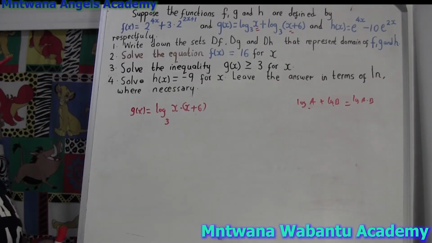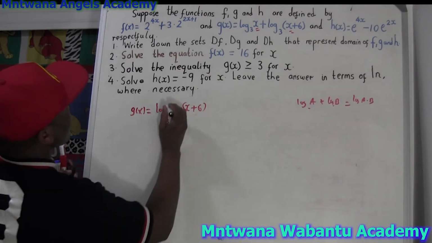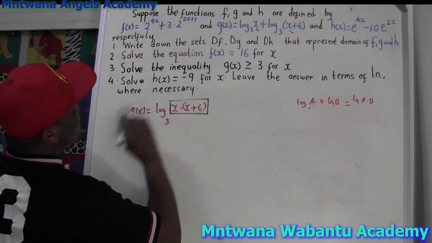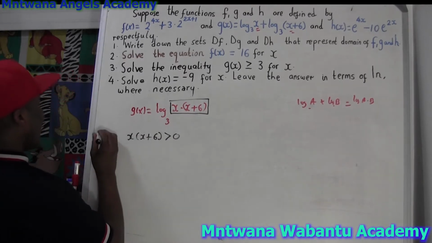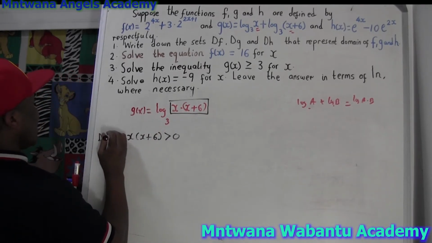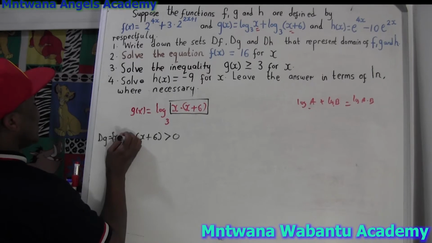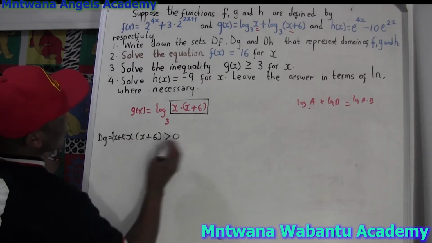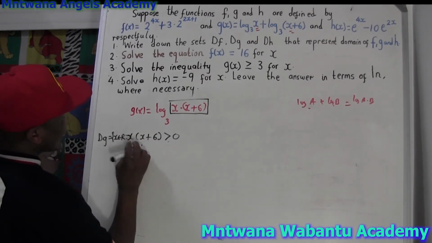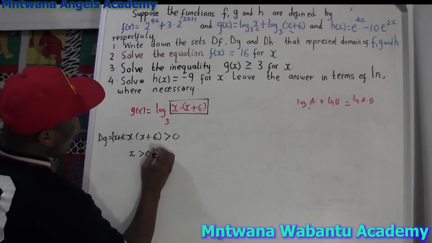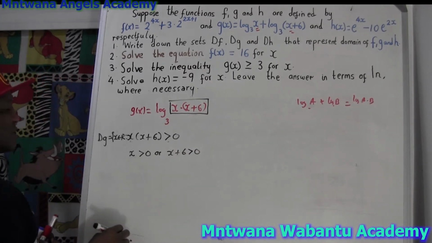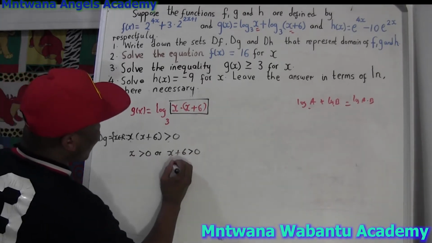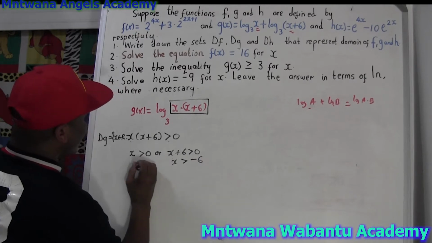And then after that, why do I do that? Because I want to bind them together. So from there, I'll say this all in front of the log must be greater than 0. So x plus 6 must be greater than 0 if we want to get the domain of g, whereby x is an element of the real numbers. So I'll say either x greater than 0 or x plus 6 must be greater than 0. So now we got two answers. This one is x greater than negative 6, and this is x greater than 0.